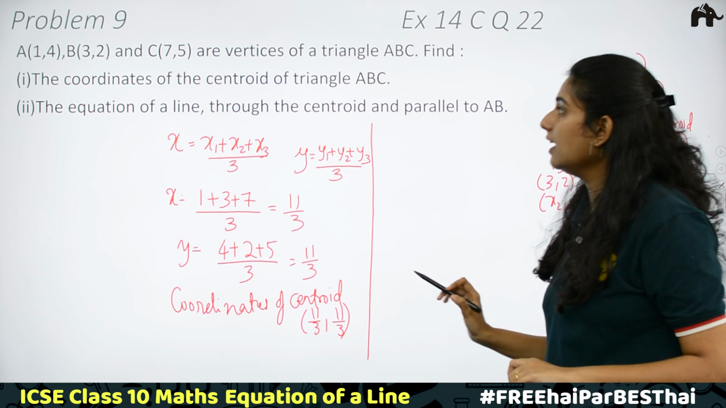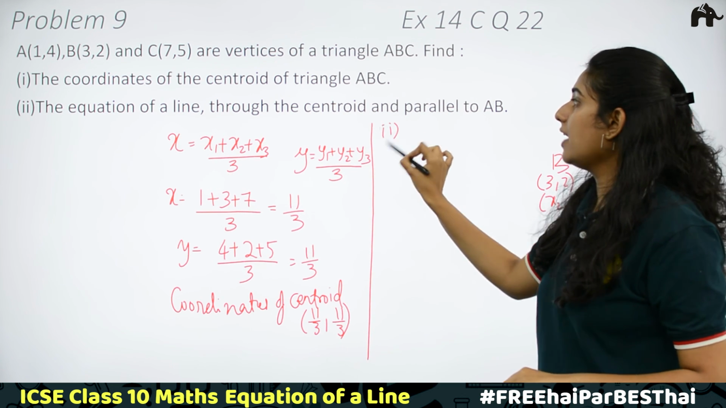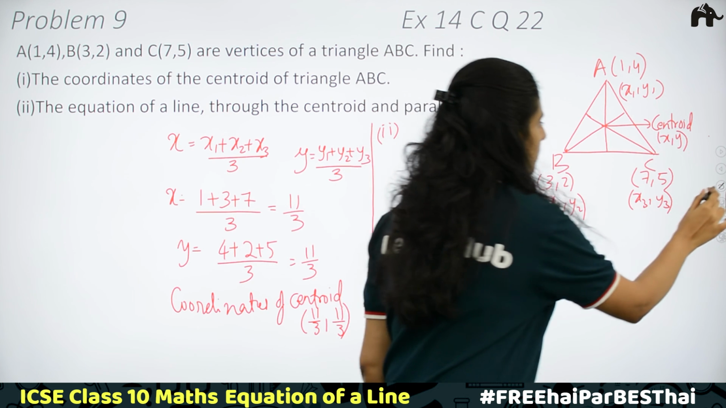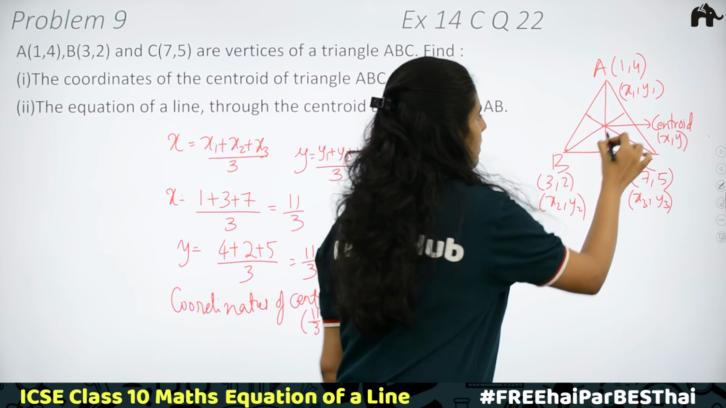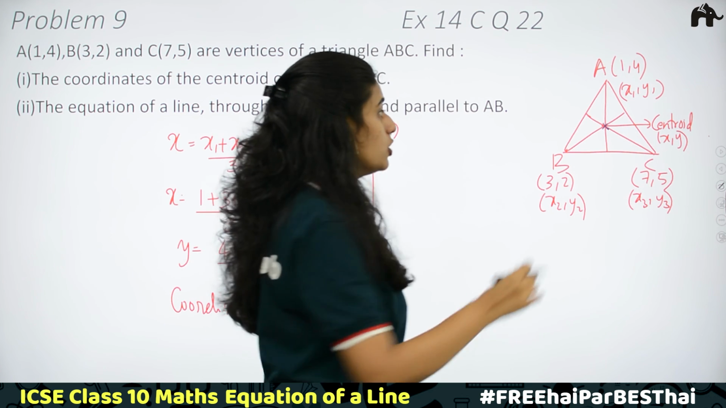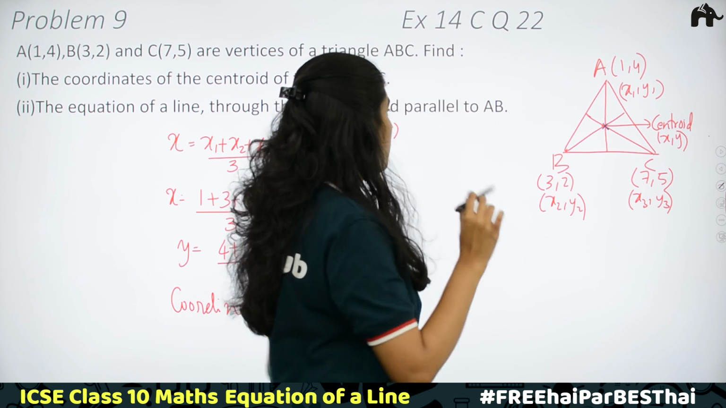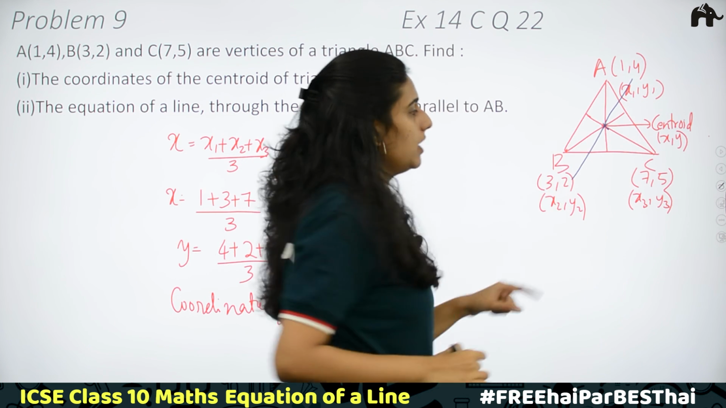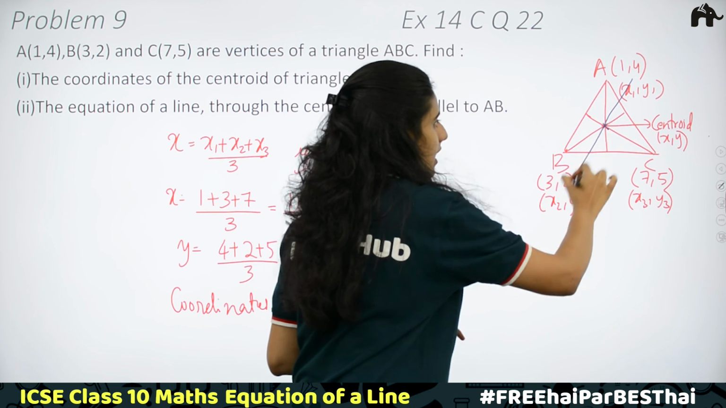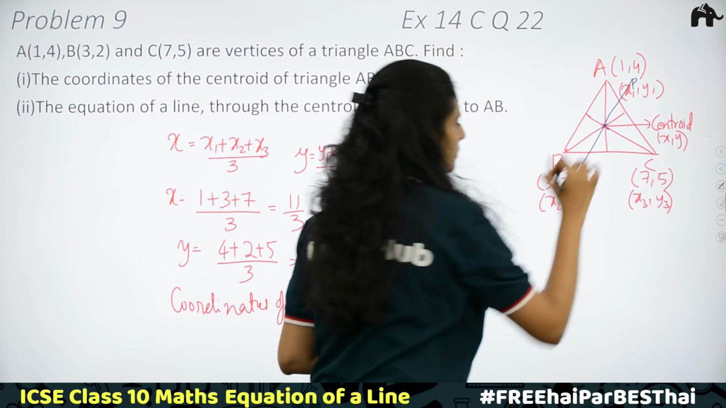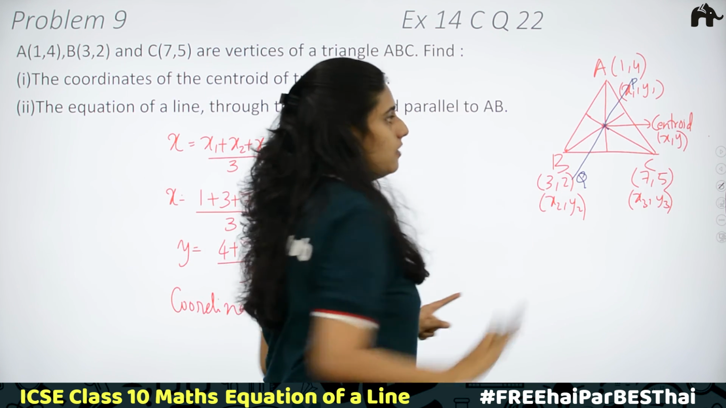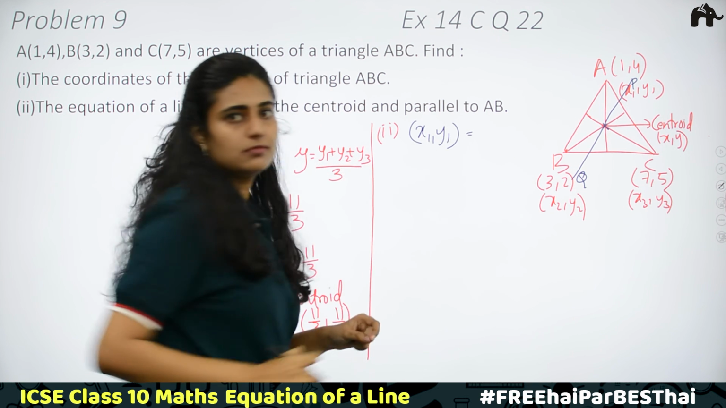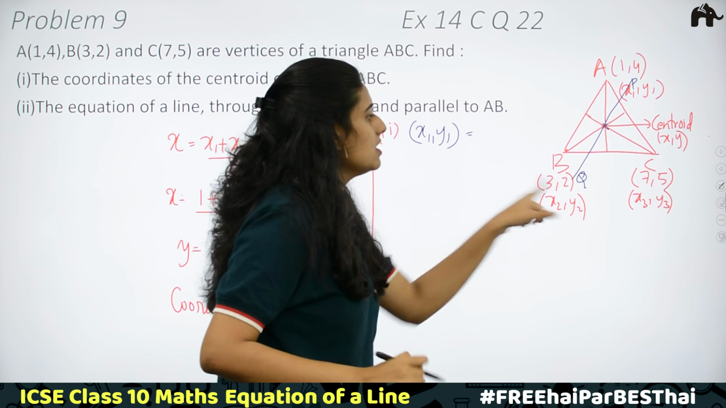Now, in the second question, we need to find the equation of a line through the centroid and parallel to AB. So, here we have the centroid and the line should pass through the centroid and it should be parallel to AB. This is AB. So, a line parallel to AB and passing through the centroid. This is the line. Let us take it as PQ. To find the equation of a line, we need a point (x1, y1). The centroid is a point that lies on this line PQ.